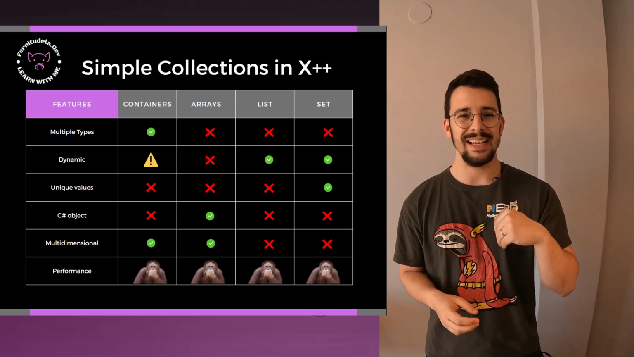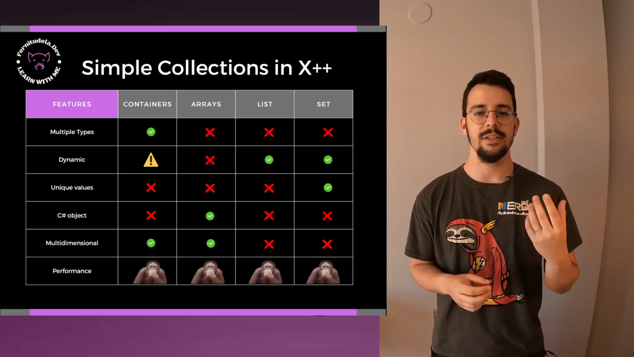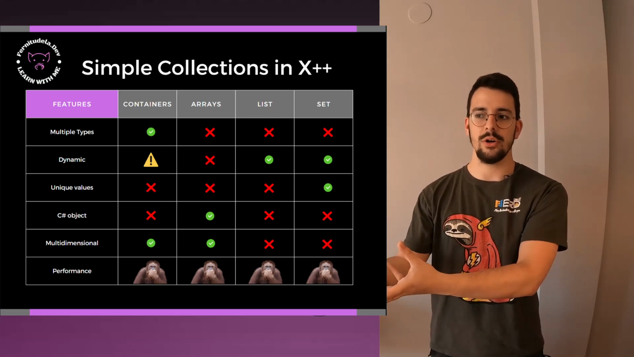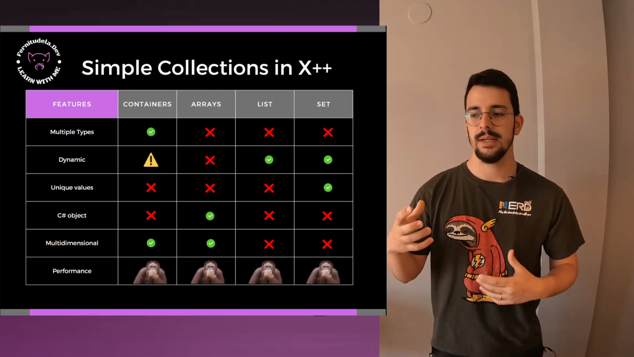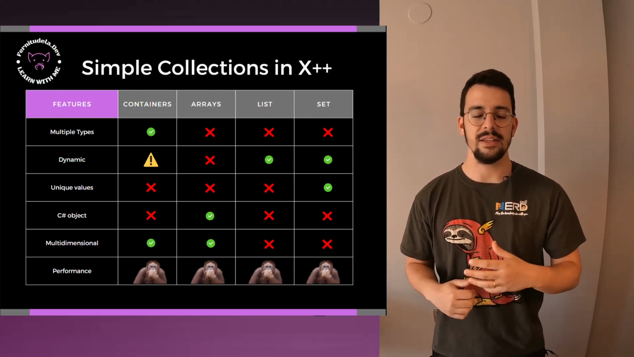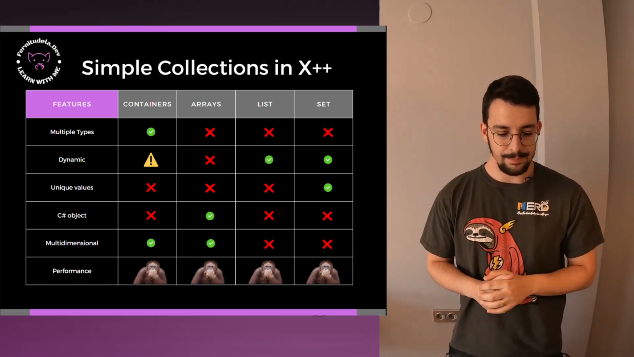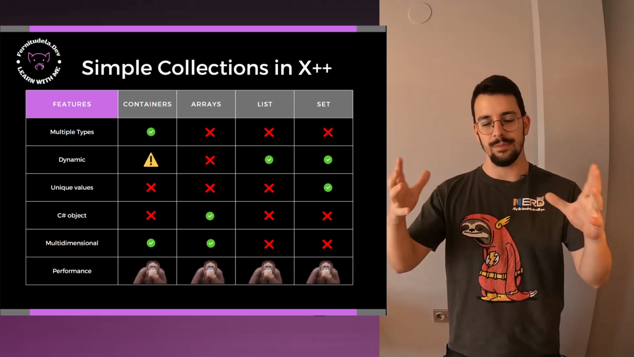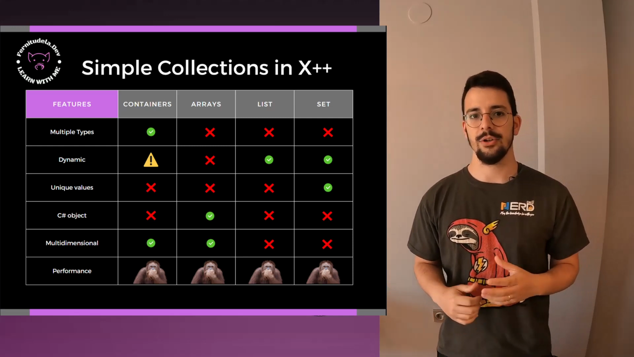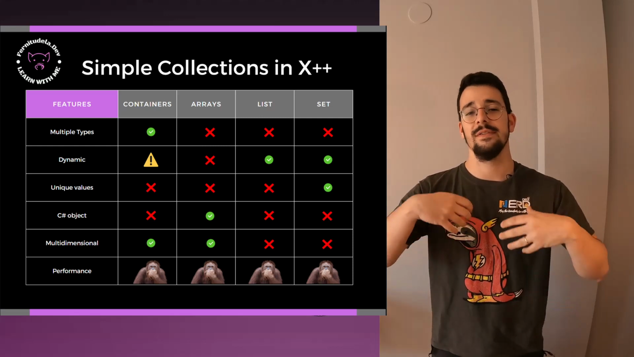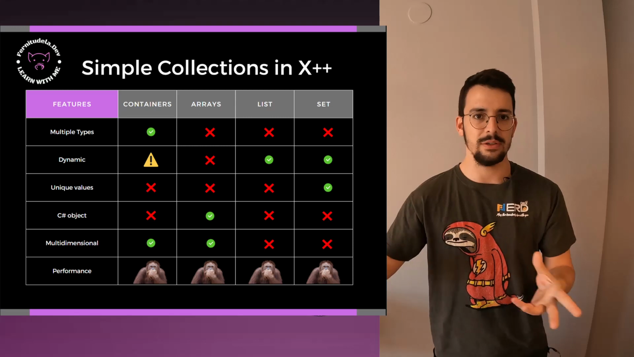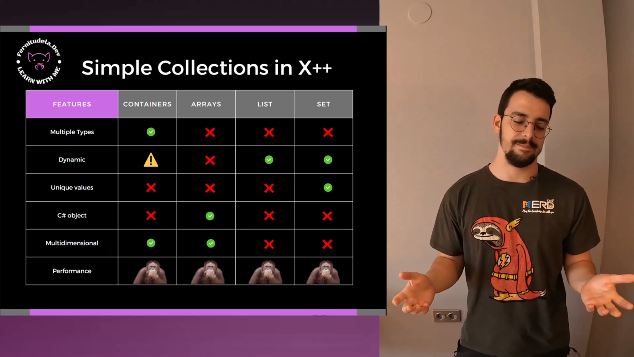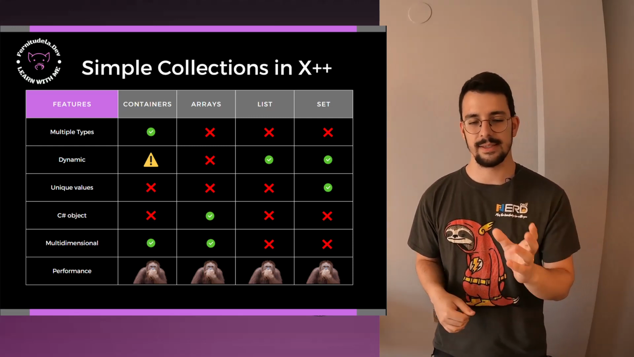Array is a C# object, and that's a benefit because it can be used for connecting with libraries. When you use libraries, you are going to receive arrays, so it's good to know them and get used to working with them. And multi-dimensional: containers and arrays can be. You can have arrays of multiple dimensions, and with containers you can have a container made out of different containers, so you can have multiple dimensions. I would say you cannot do it with lists and sets.